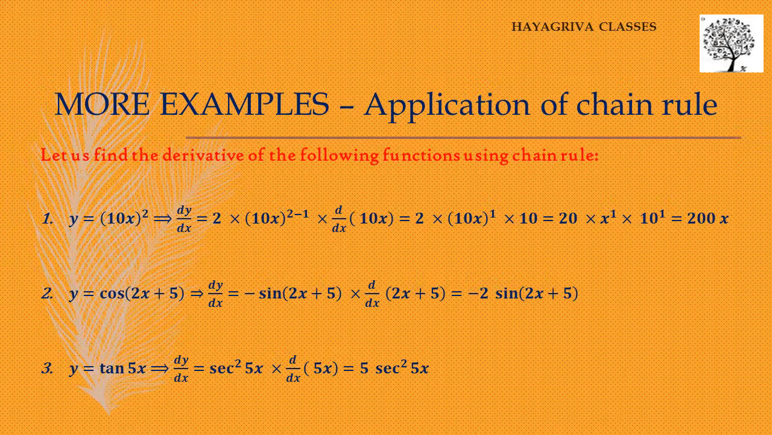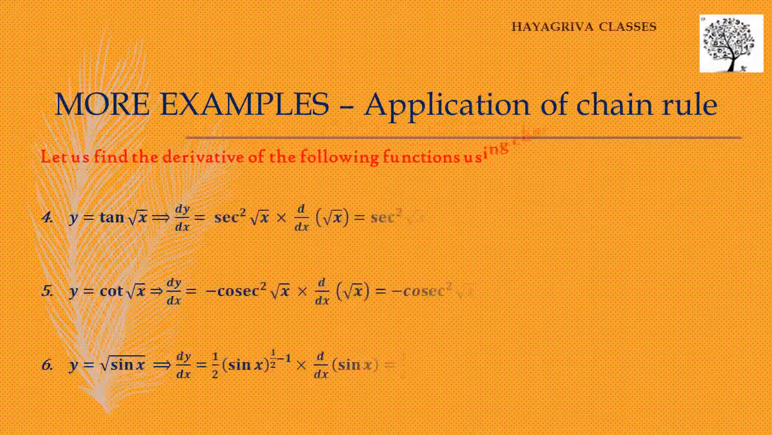Next, y is equal to tan 5x. So the derivative of tan x is secant square x. Differentiating tan 5x, we get secant square 5x into 5 when we differentiate 5x. So we get 5 into secant square 5x.